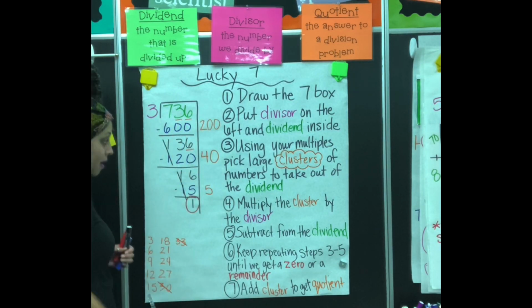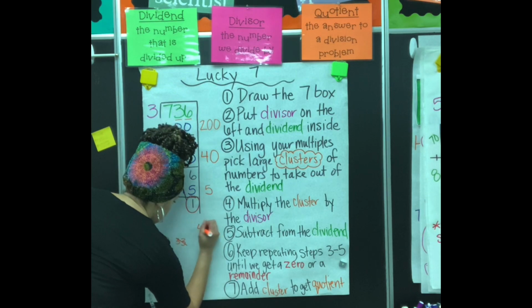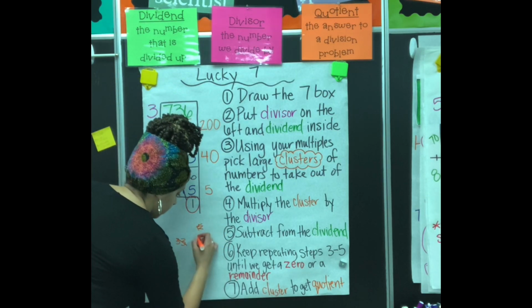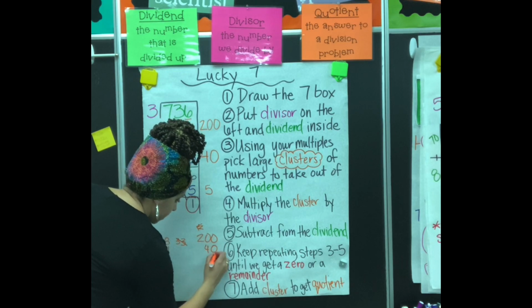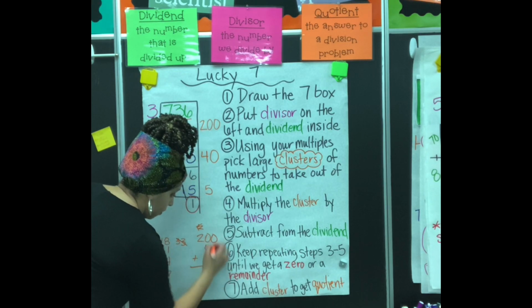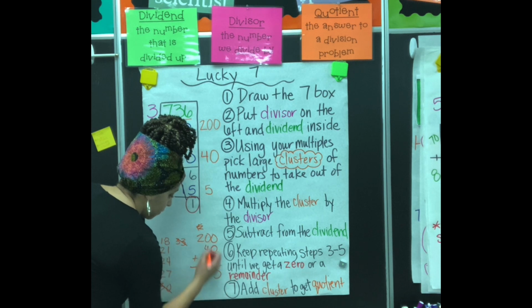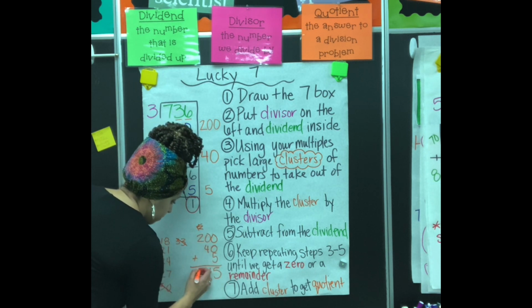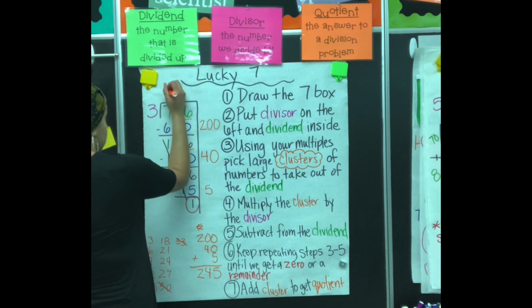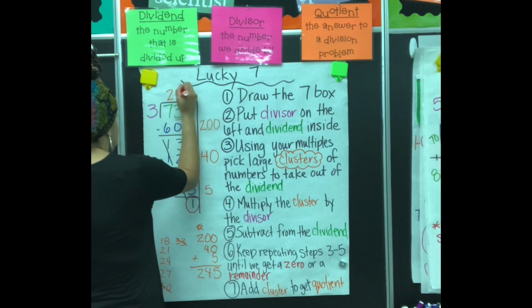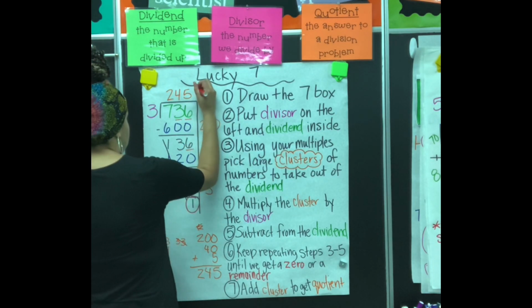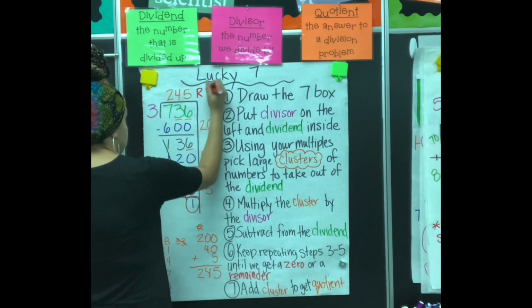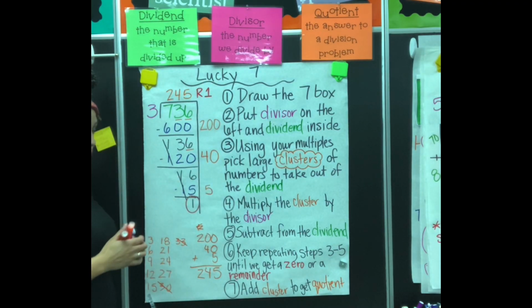So we add them, meaning we're going to line them up by place value. We have, let's see, we have 200 plus 40 plus 5. We go 5 plus 0 is 5, 4 plus 0 is 4, 2 plus nothing is 2. So my quotient is 245, but we have to include our remainder, which equals 1. And this means that we have 1 left over.